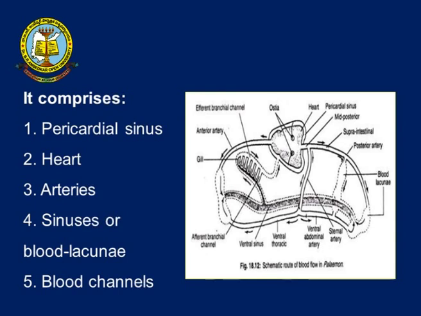The collecting part of the vascular system is also called the ventral sinus. The circulatory system comprises the pericardial sinus around the heart, which is this heart here. Then you have arteries on the anterior and posterior sides of the heart, and they open into the blood lacunae or sinuses, with different blood channels carrying the blood to and fro from the efferent and afferent branchial arteries. We will talk about what they exactly are.